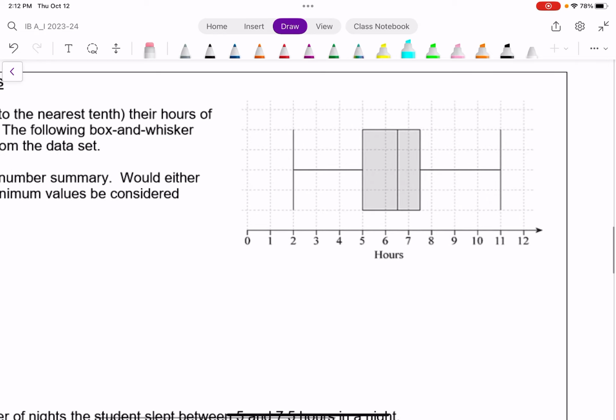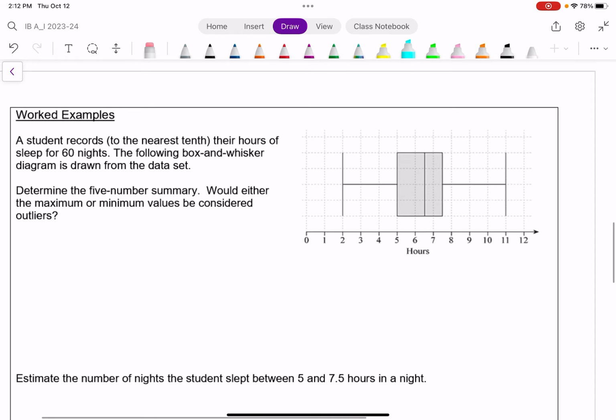This represents the data for the student's sleep over 60 nights, how many hours of sleep they got. And so if we look right here, this lowest point, 2 hours, is the minimum. So I'll just write that down here. The minimum is 2 hours. And I'll work my way up. This, where the shaded box begins, that's my first quartile. That's 5 hours. And so Q1 is 5 hours.